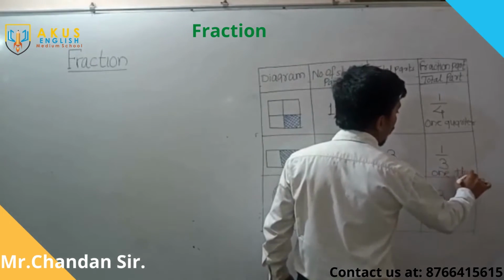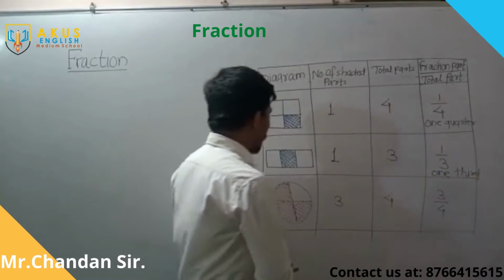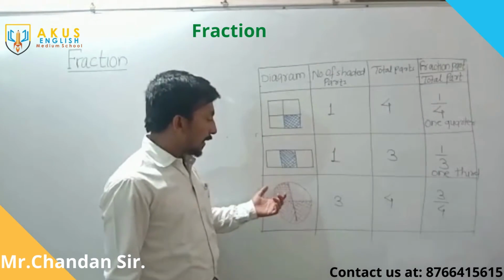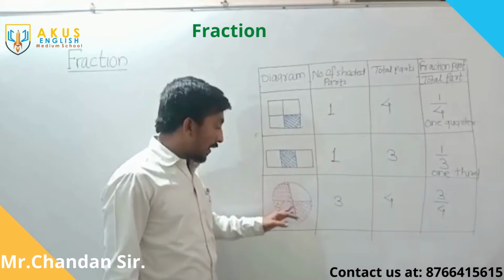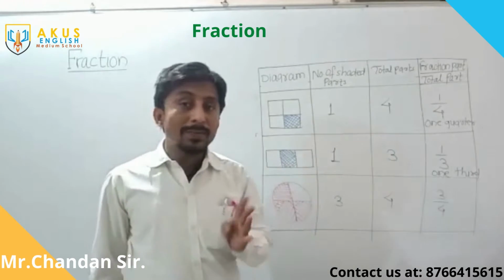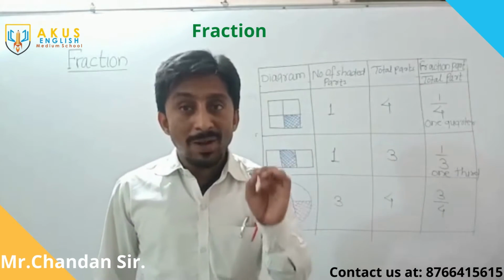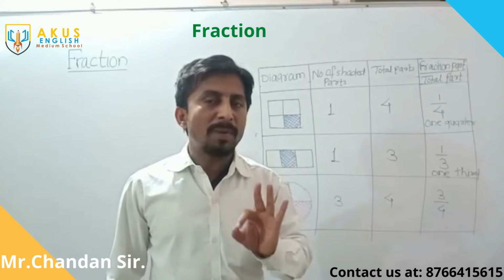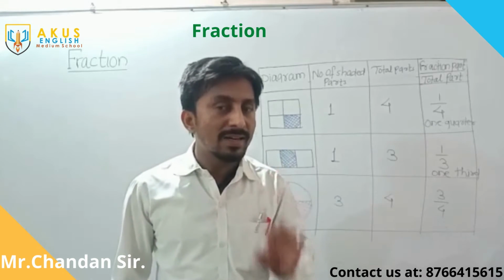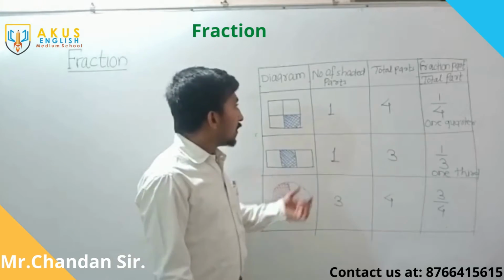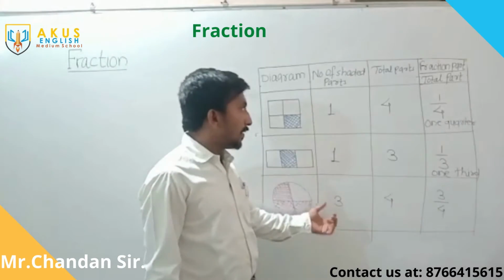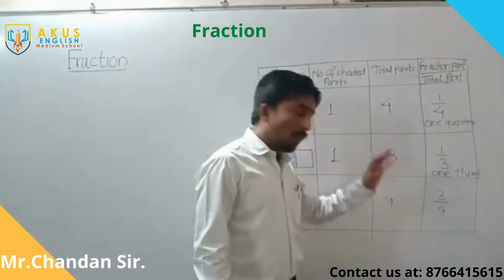1/3. Now see, in the last figure you can see a circular disc divided into 4 equal parts, and out of the 4 equal parts, 3 parts are shaded in red color. See here, the number of shaded parts is 3, and the total parts are 4.